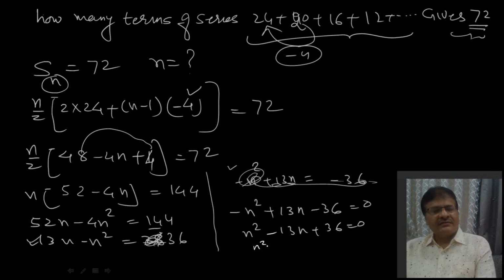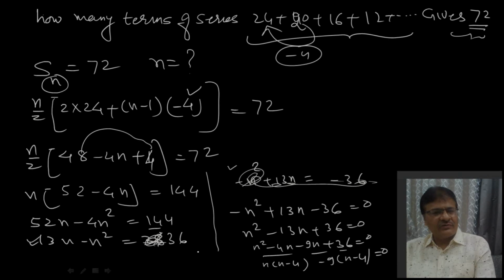So n square minus 4n minus 9n, we can split the middle term and take common. So n minus 4, minus 9 into n minus 4 equal to 0. So n minus 4 and n minus 9 equal to 0. So there are two answers, n equal to 4, n equal to 9.